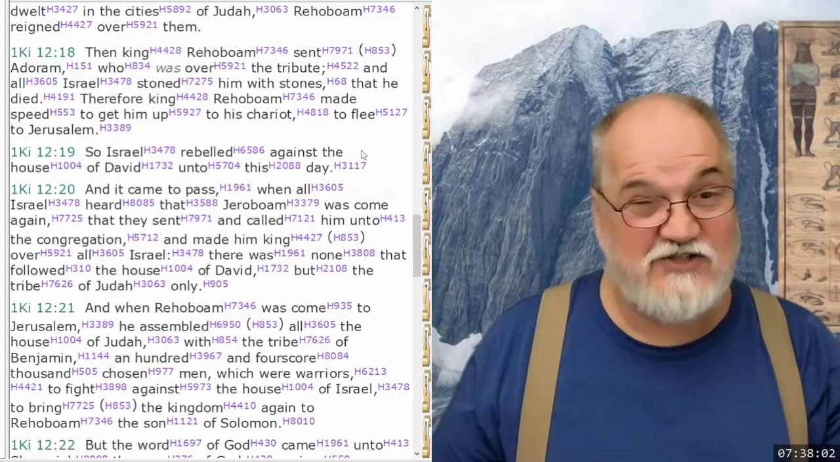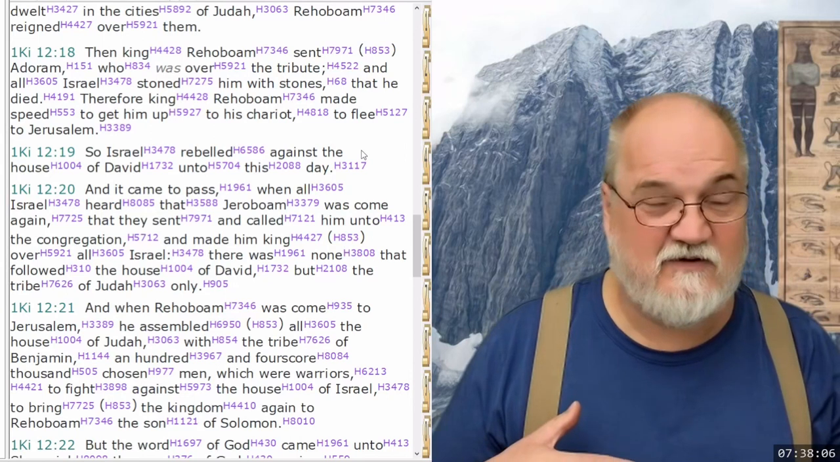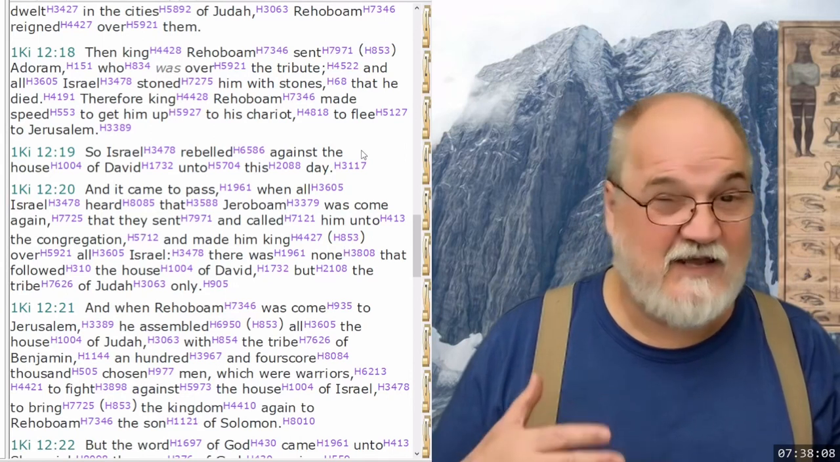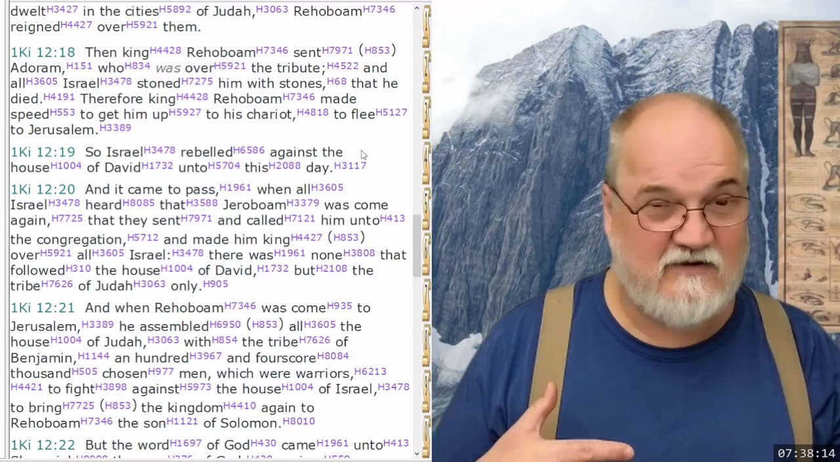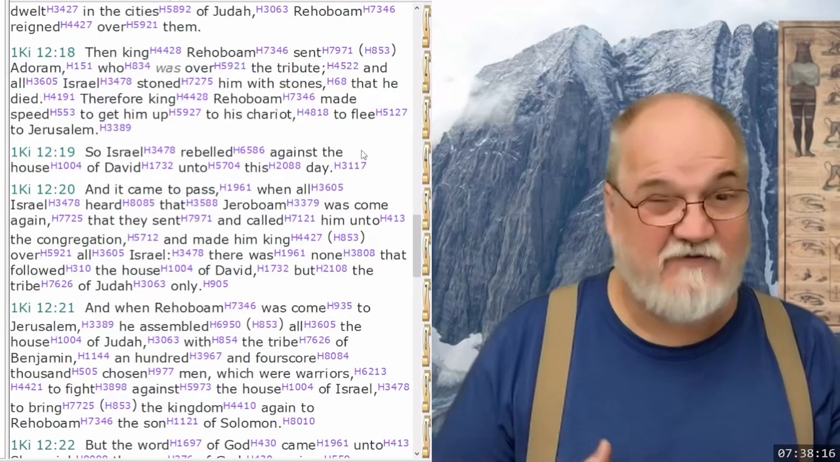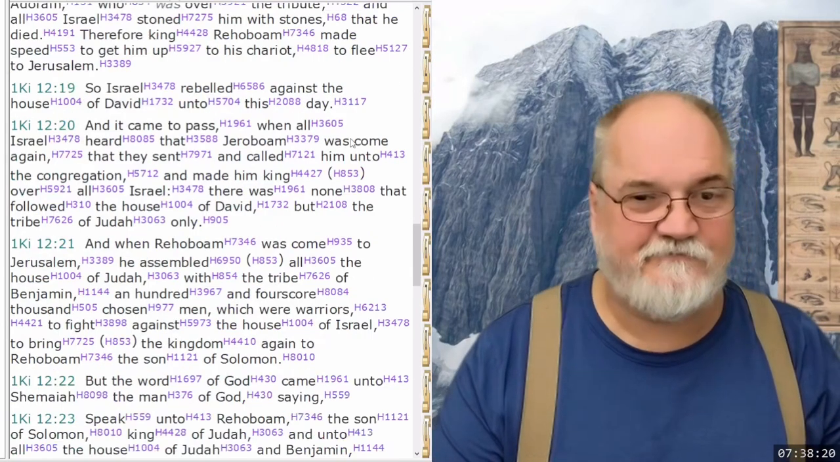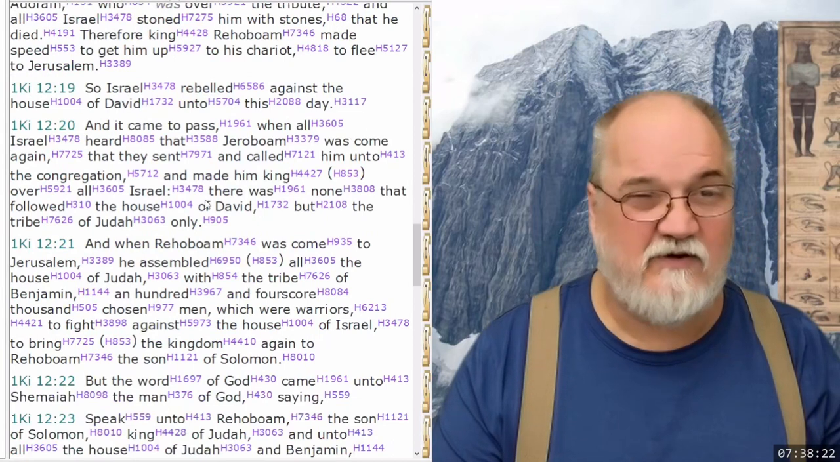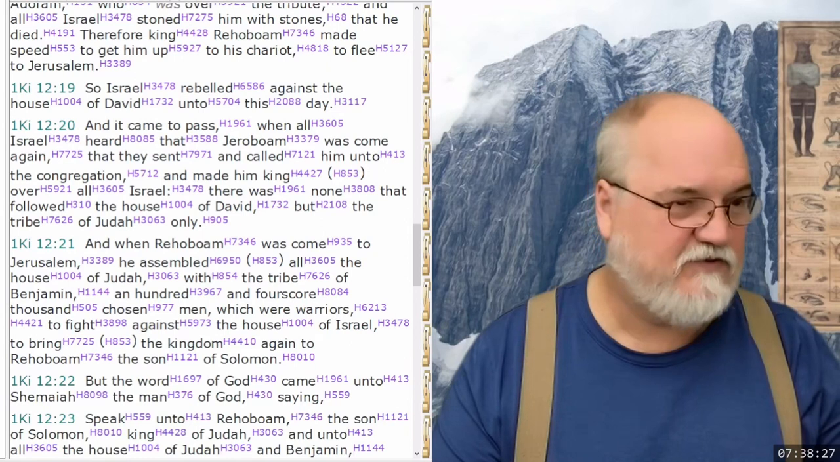even though it says he just has Judah, he's also going to have the tribe of Benjamin. And you're going to get 180,000 men altogether to go and fight against Israel. This occurs in 1 Kings 12:21.